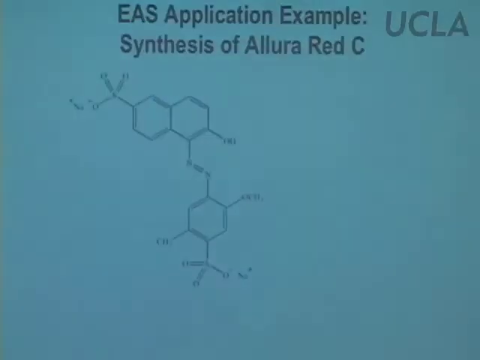Now, in our last couple of minutes, I want to talk about an application of some of the ideas we've talked about, including this diazo, to make this molecule. This is called Allura Red C, and as the name implies, it is a red dye. It's an azo dye, and azo because it is the nitrogen-nitrogen double bond, colored because it is very extensive conjugation. You can count the number of conjugated p orbitals that are together there.